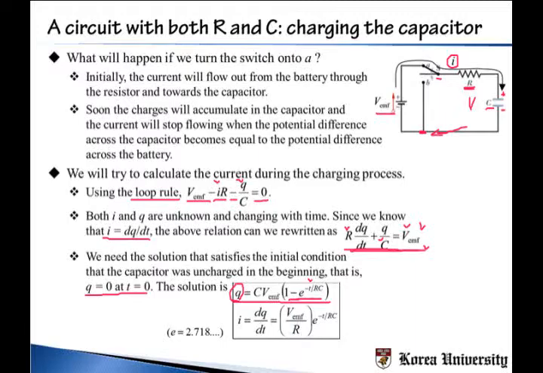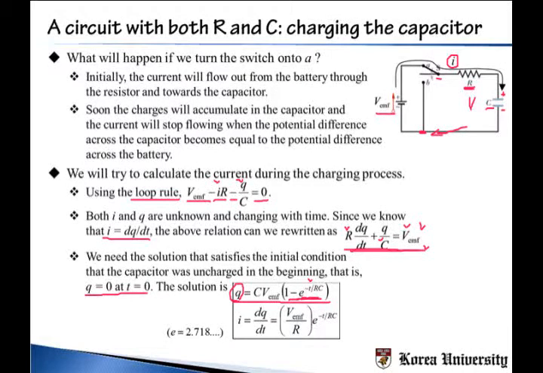If you insert infinity, then exponential of minus infinity is just like 1 divided by exponential infinity, which is again like 1 divided by infinity, so it's like 0. So if this part becomes 0, then Q simply becomes CV. So therefore, after a very long time, Q is not 0, but is C V_EMF.